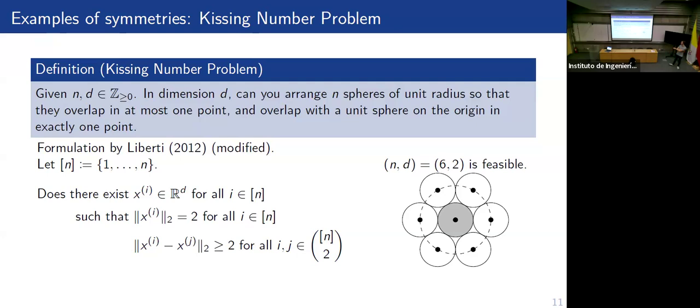The center point, because these spheres must touch the sphere here on the inside, the distance to the origin must be 2. That's what this constraint says. And they must be non-overlapping, which means that this constraint must hold. If we take the distance between these two, then it must be at least 2 as well.